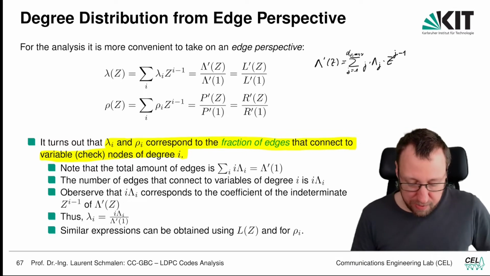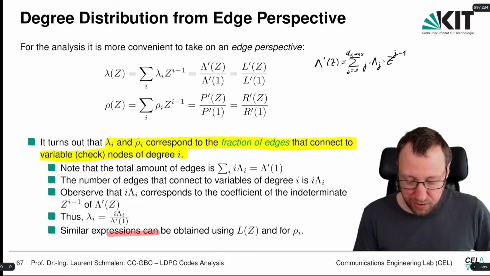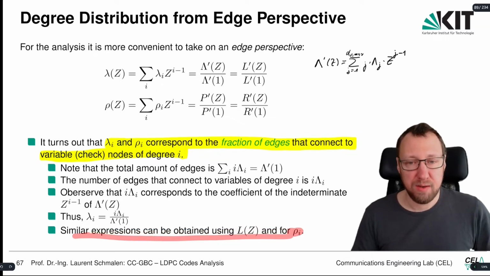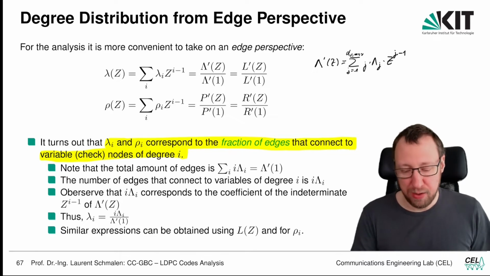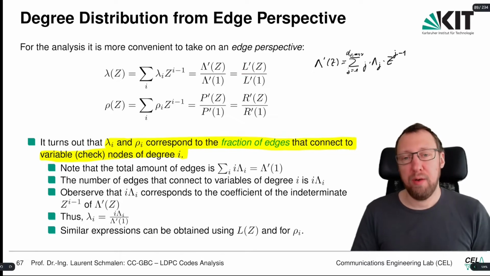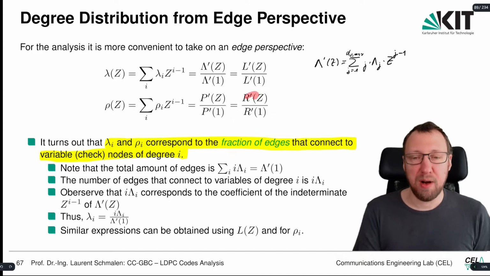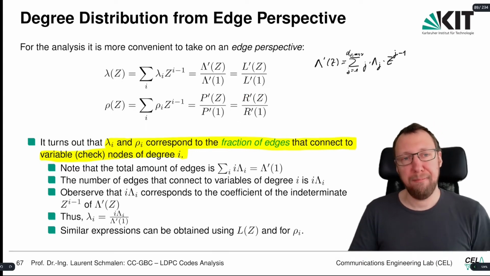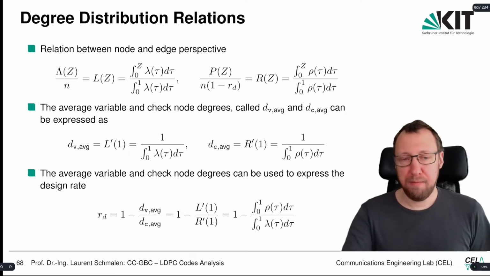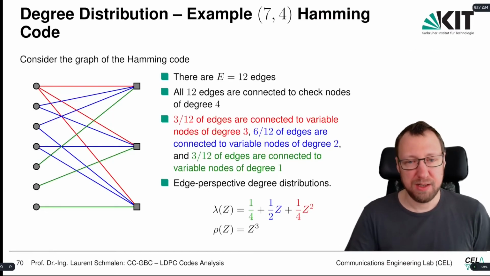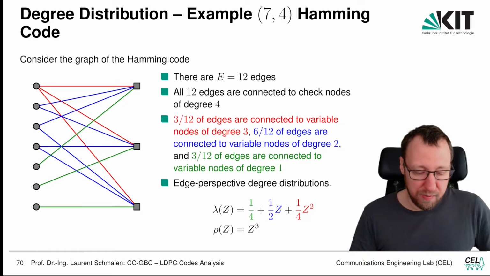And we can get a very similar expression for rho I. So if we use L of z, then we get the normalized expressions directly, or if we insert P prime of z, R prime of z, then we go for rho I. So let's take a look at an example.